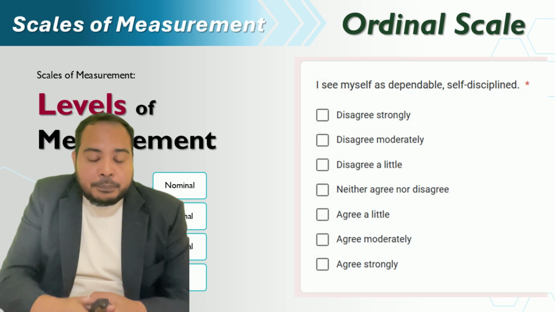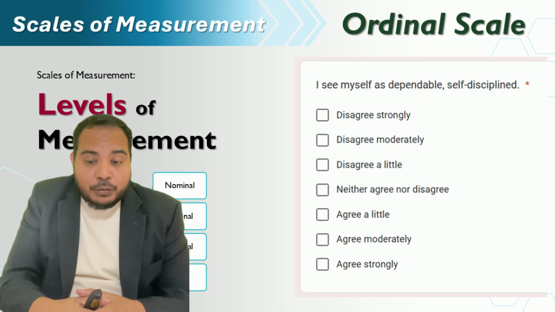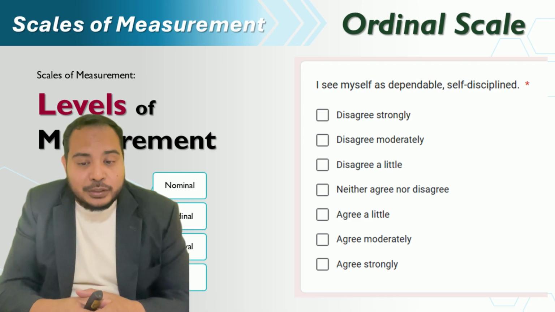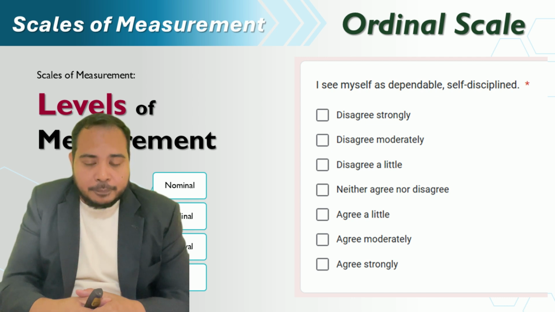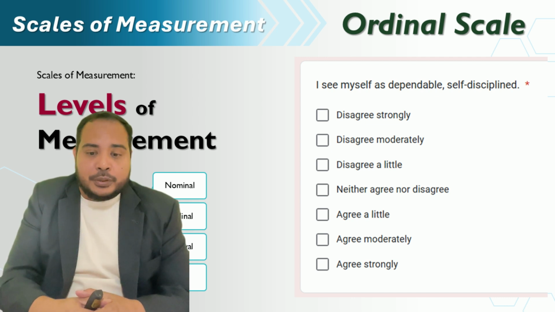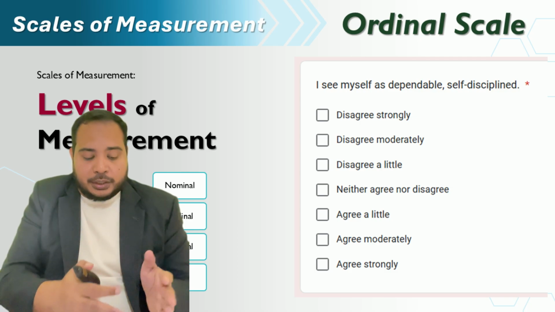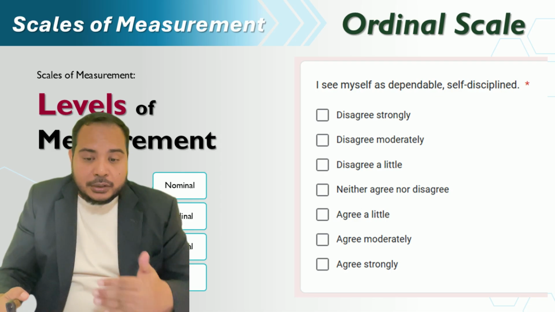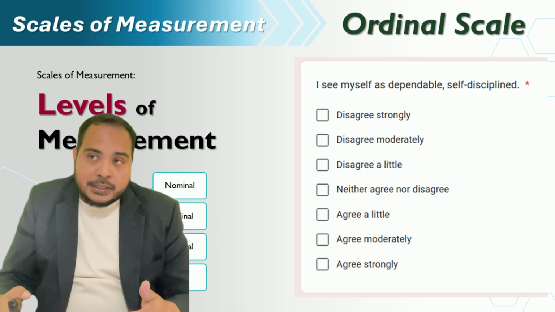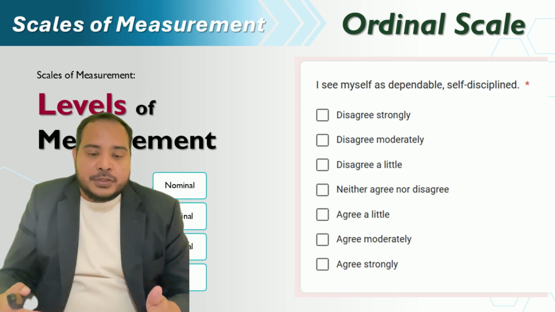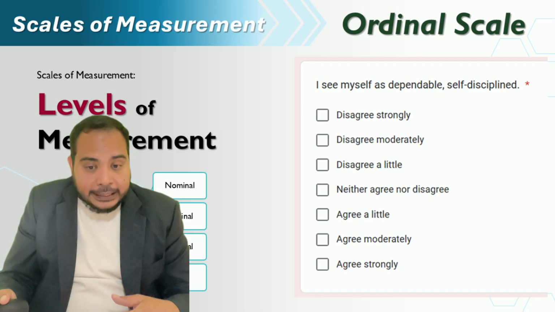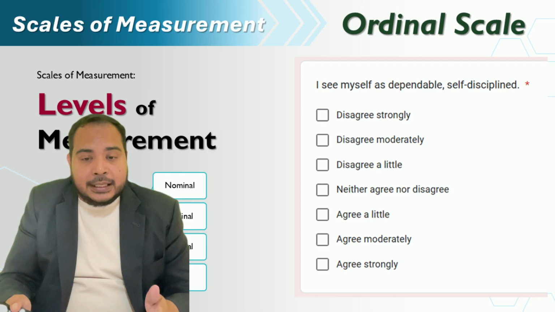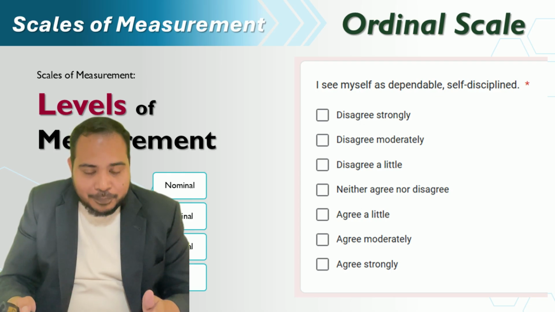Okay, so this is an example that most psychological research and most psychological assessment love to use. "I see myself as dependable, self-disciplined," and then respondents are required to answer from disagree strongly to agree strongly. If you look here, there are 1, 2, 3, 4, 5, 6, 7 range of answer format. So this is basically a Likert scale. Please remember this: a Likert scale here is an ordinal scale.